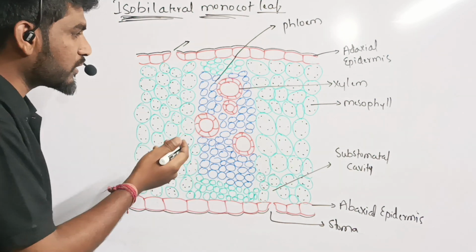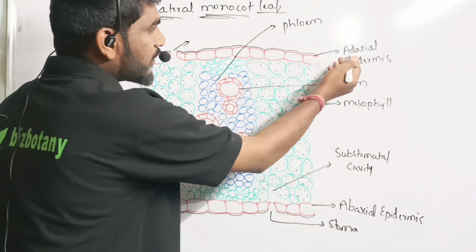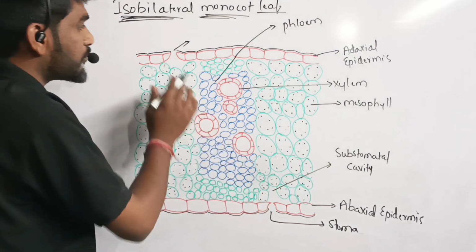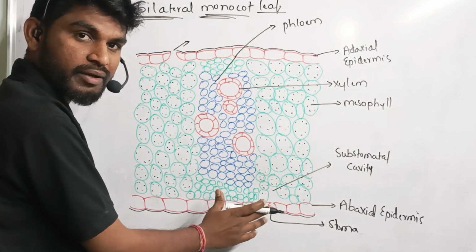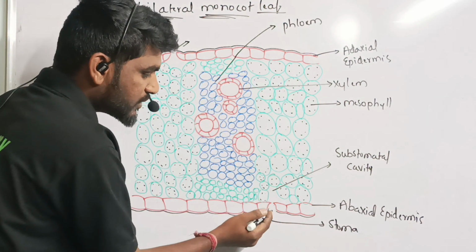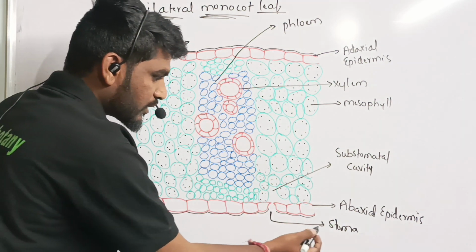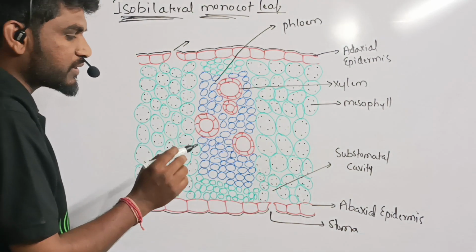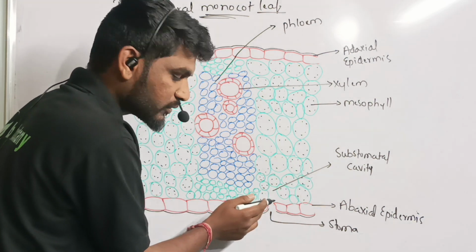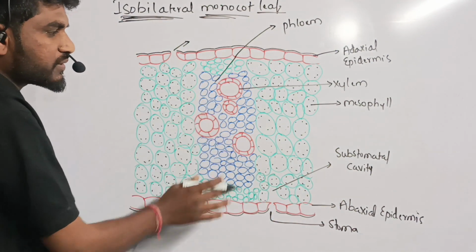Just like the dicot leaves, monocot leaves also contain all the components, like the upper epidermis, which we call the adaxial epidermis, and the lower epidermis, which we call the abaxial epidermis. Both the surfaces have stomata, equally distributed in the upper and lower epidermis. This small opening, a small aperture present on the epidermal layer, we call a stoma. The cavity present exactly below the stoma we call the substomatal cavity, which is also present on both surfaces.